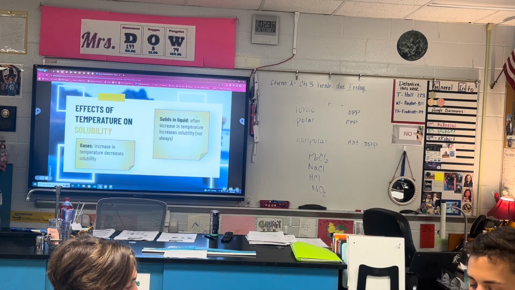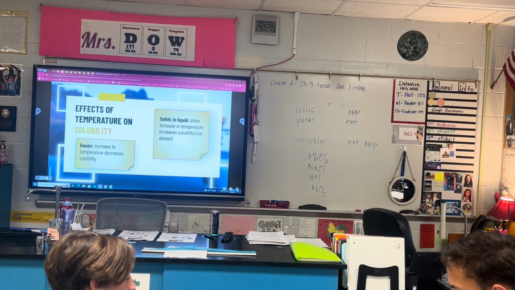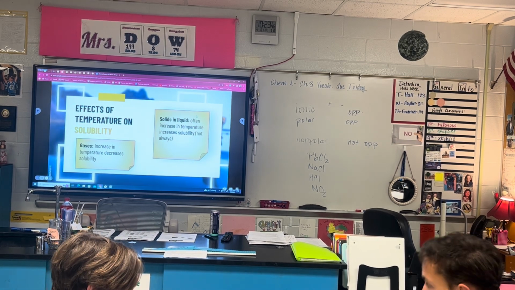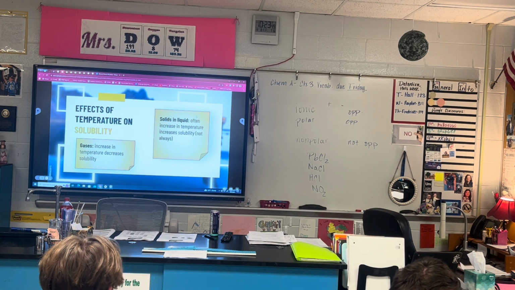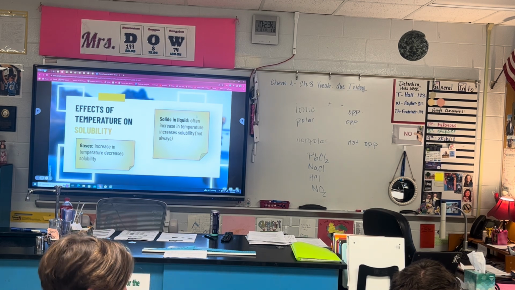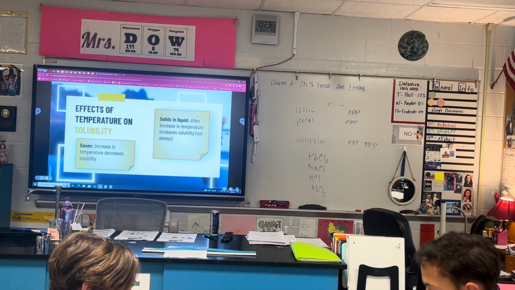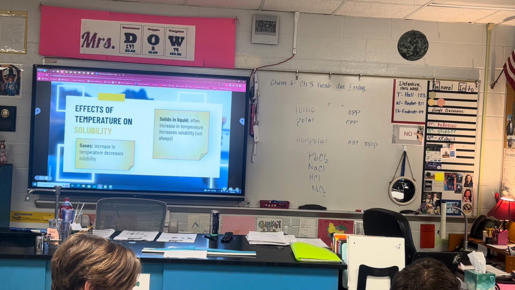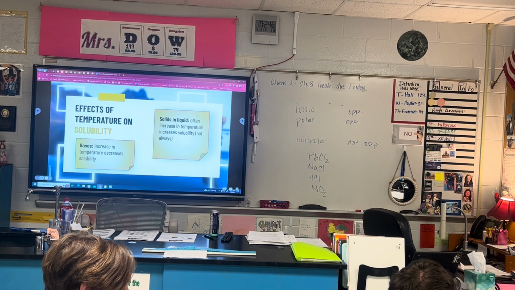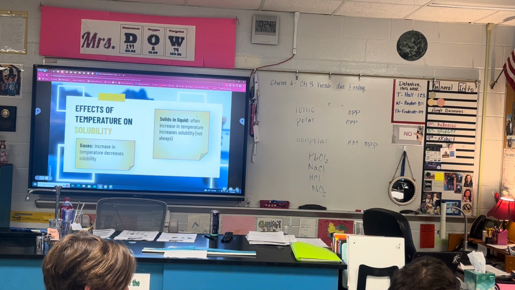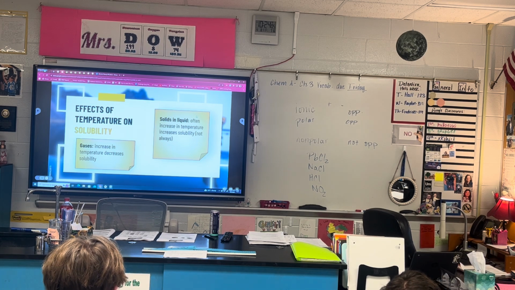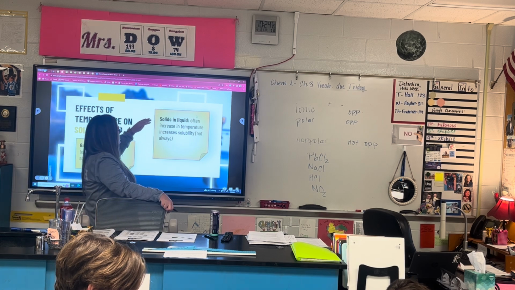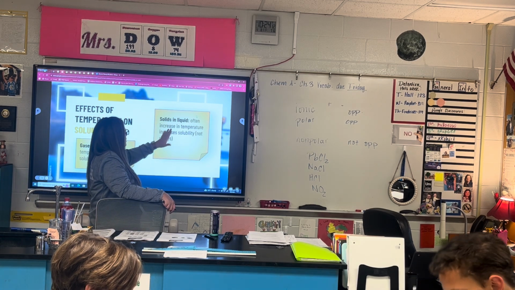Alright, so now let's talk about temperature. We talked about pressure, let's talk about temperature and solubility. What do you think happens when you increase temperature? What's going to happen to solubility? It's going to increase, because what are your particles going to do when you increase temperature? They move faster, and when they move faster, they come into contact with the solvent more, and they dissolve more quickly, so they are more soluble. So for solids and liquids, increasing the temperature increases solubility.